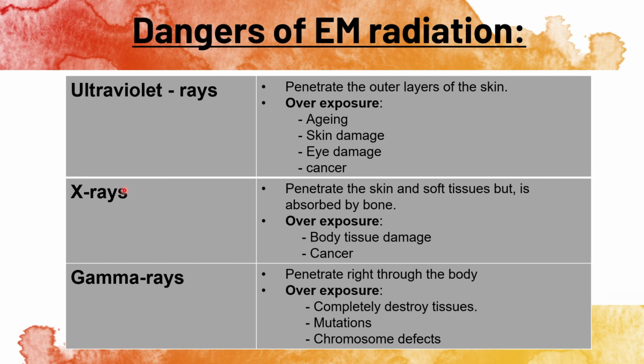And then X-rays. X-rays are dangerous because they penetrate the skin and the soft tissue, but they are absorbed by the bone. That's basically a property of them. If you get overexposed to X-rays, they can cause body tissue damage and even cancer. And then gamma rays are the most dangerous of all types of electromagnetic rays, because they penetrate right through the body. Overexposure to gamma rays can lead to completely destroying tissues, mutations and even chromosome defects.